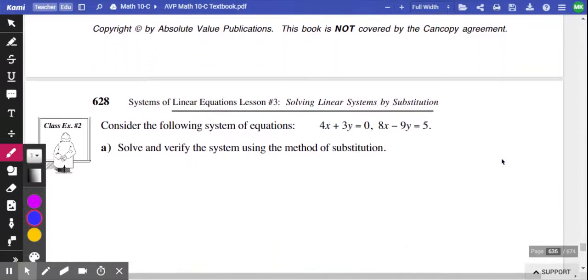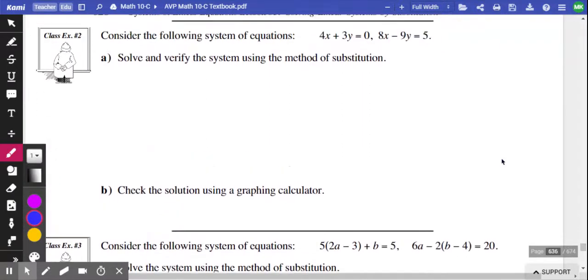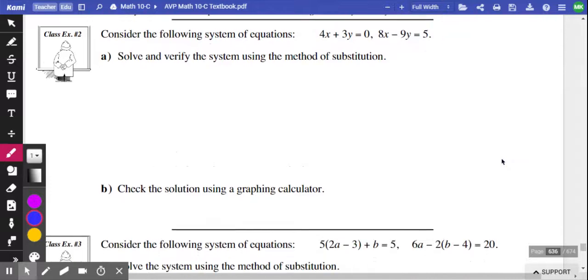Awesome. Let's do, I think there's a couple more. We'll do class example number 2. Solve and verify the system using the method of substitution. We're just going to solve it. We're probably not going to verify it. It kind of takes a lot of time. You can practice verifying on your own.